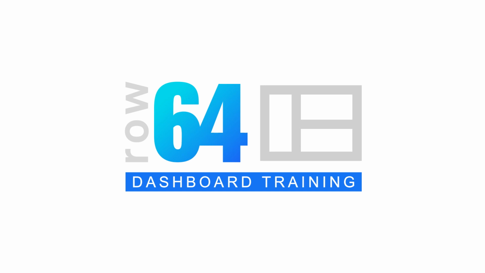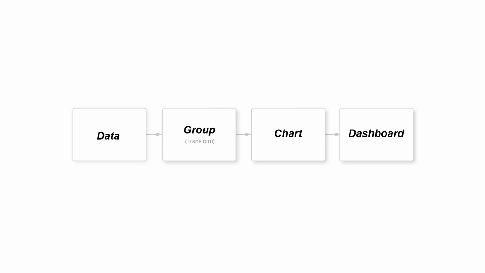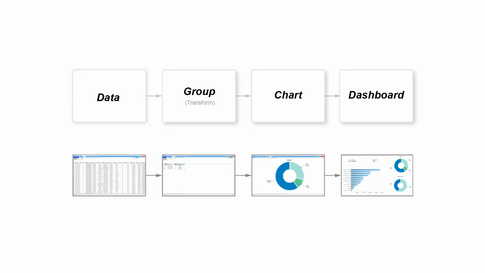Here's a quick video on training with Row64 dashboards. So all dashboards in Row64 follow this simple pattern of data, group and transform, chart, and then dashboard. And you can see it's just a matter of these simple tabs at the bottom of Row64.